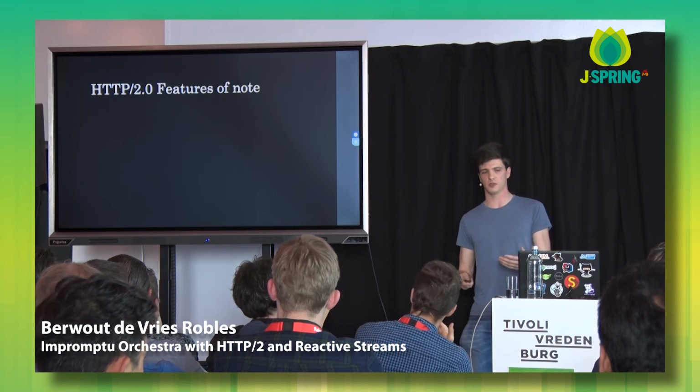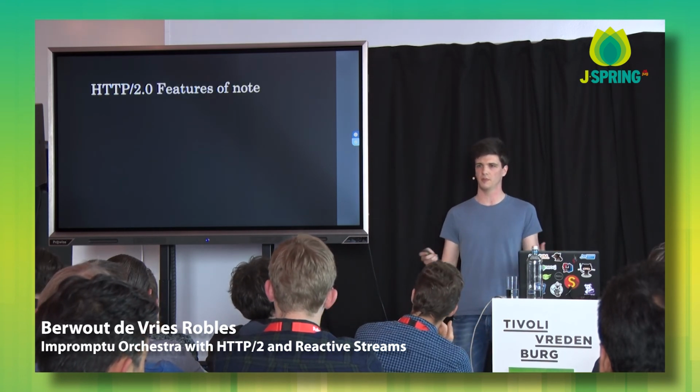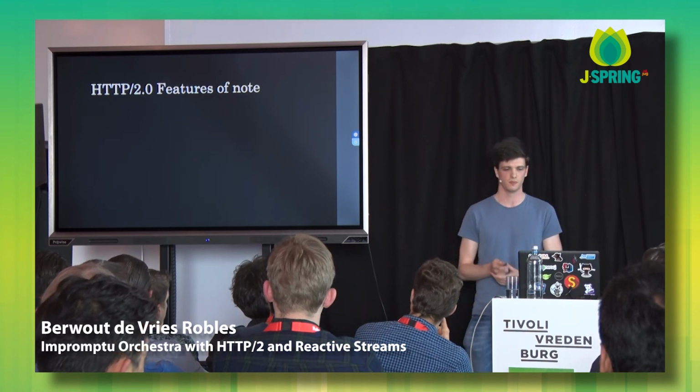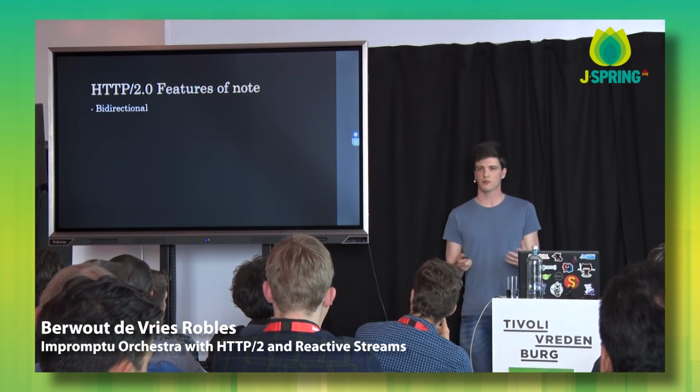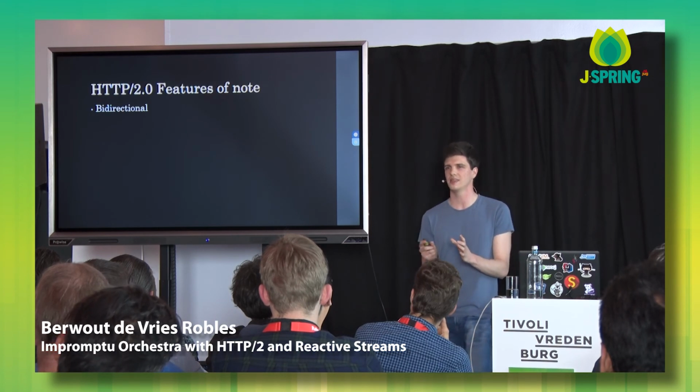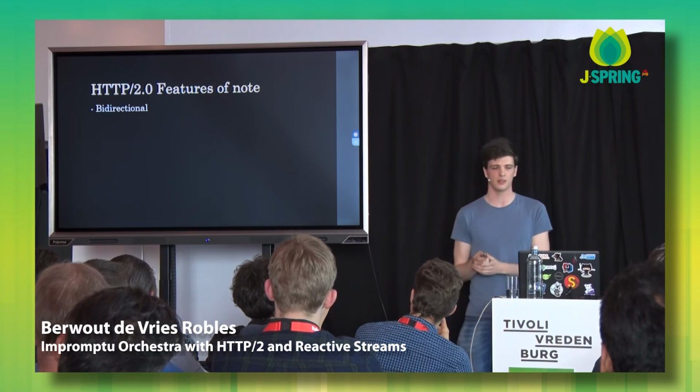And now the features of note, which is what we'll see, were made to address the problems that we saw earlier. So we have a bidirectional feature. For the first time, a server can send us sort of unrequested data. I'm going to come back to that a little bit later. It's called server push.